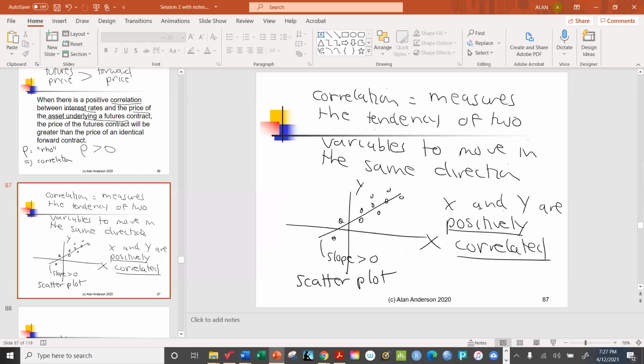So I'm putting together two variables that tend to go in the same direction, like sales and profits, for example. When that happens, there's a tendency for them both to rise or fall at the same time. And so we have what is called a positive trend line, or I should say the slope is positive. And that indicates to me that the two variables are positively correlated, or in other words, they tend to go in the same direction.